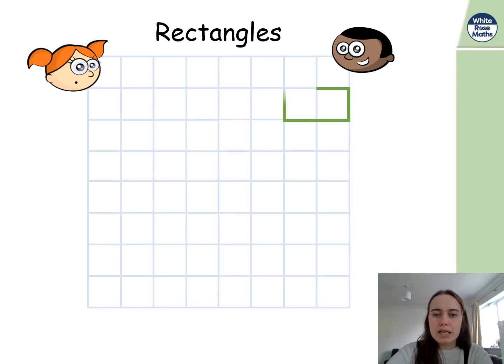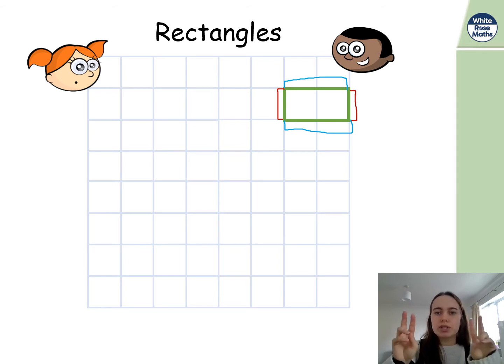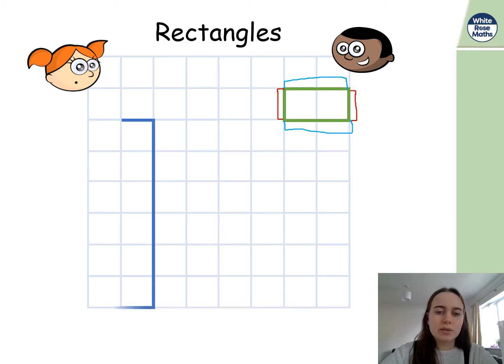So, is this shape a rectangle? Yes, it is, because it's got 2 sides the same length and another 2 sides a different but same length. So we can see here that 1 square long and 1 square long here, so they are the same length, and 2 squares on this side, 2 squares on this side. So it's got 2 groups of 2 equal sides. It's got 4 sides.